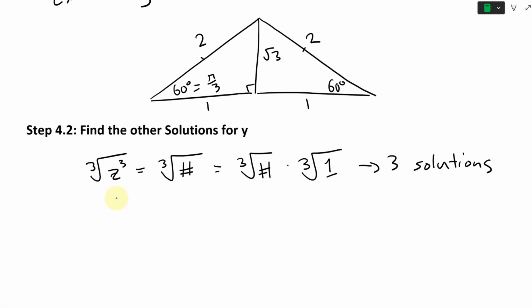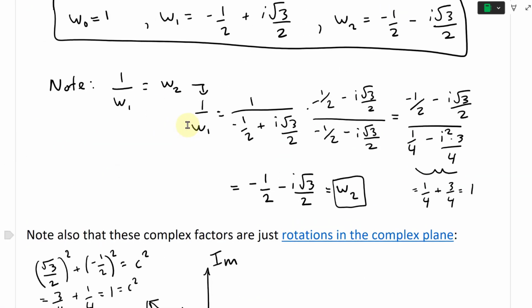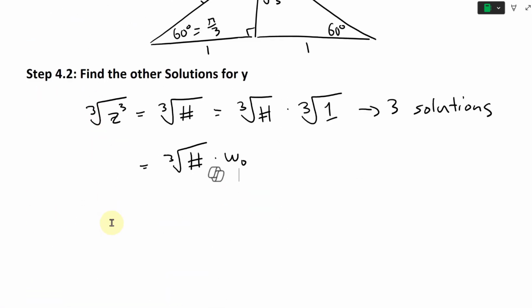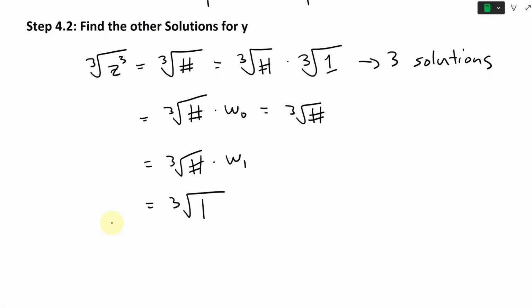And what ends up happening is we have this cube root of 1. So this equals the cube root of that big number times the first solution, w0, which is just 1. That's called the principal root, so w equals 1, like that. And I'll just put this as the cube root of the big number by itself. That's one solution. The next one is going to be equal to the cube root of the big number times the second solution, w1. And the next one is going to be, so these are all equal to this, because you have 3 different solutions, times the third cube root of unity.